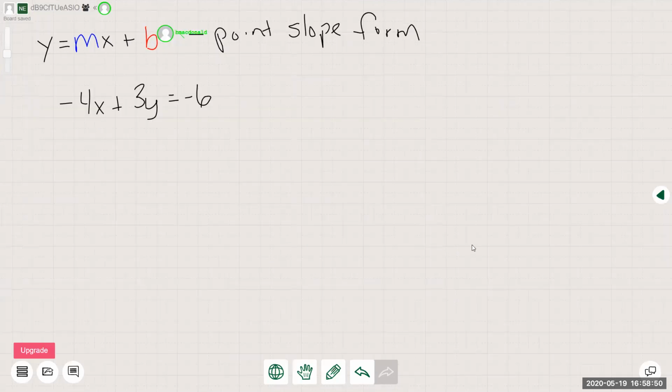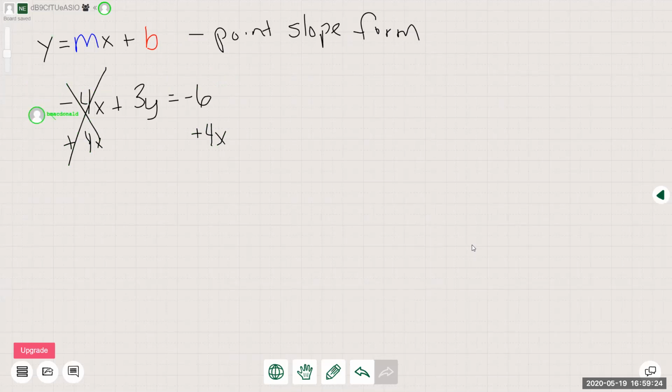So for our next problem, our equation is negative 4x plus 3y equals negative 6. So what we can do with this here is, obviously we have both variables on one side and we do not want that. So we need to start by moving the negative 4x over to the other side. And the way we do this is that we can add 4x to both sides. So plus 4x, plus 4x, and these cancel out.